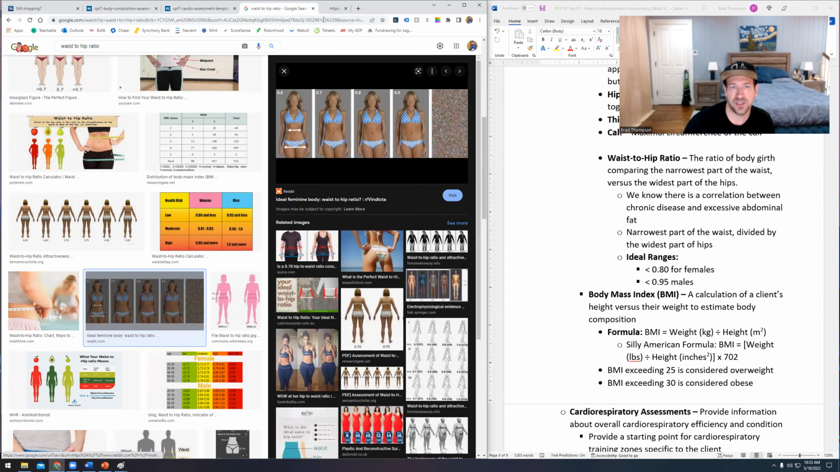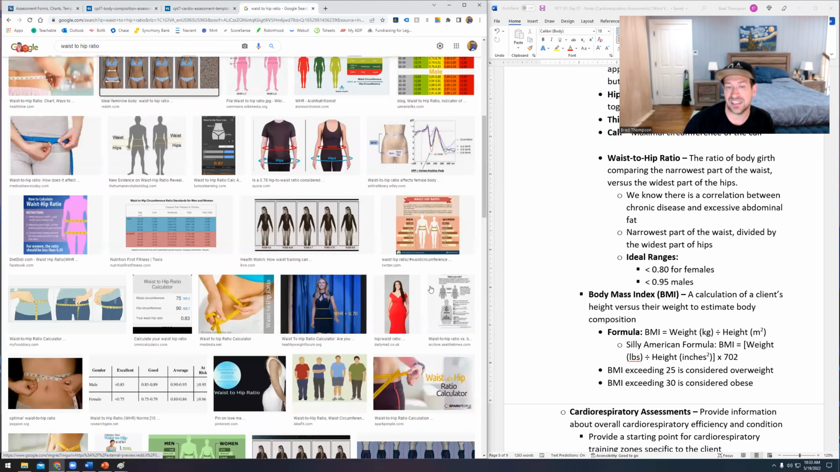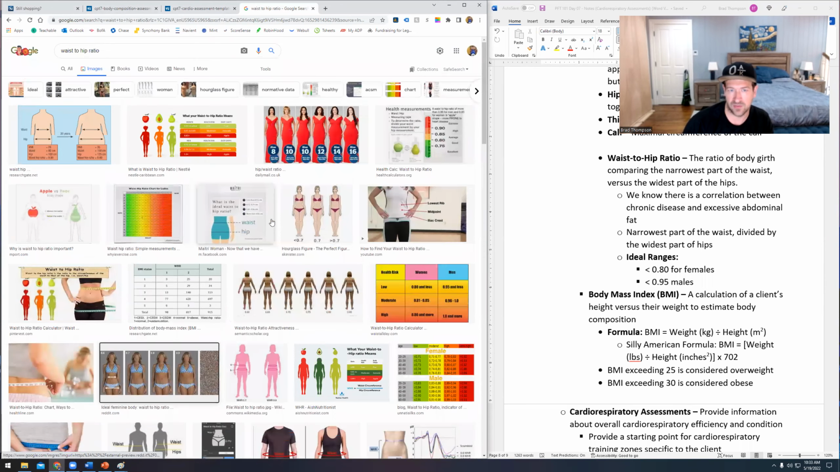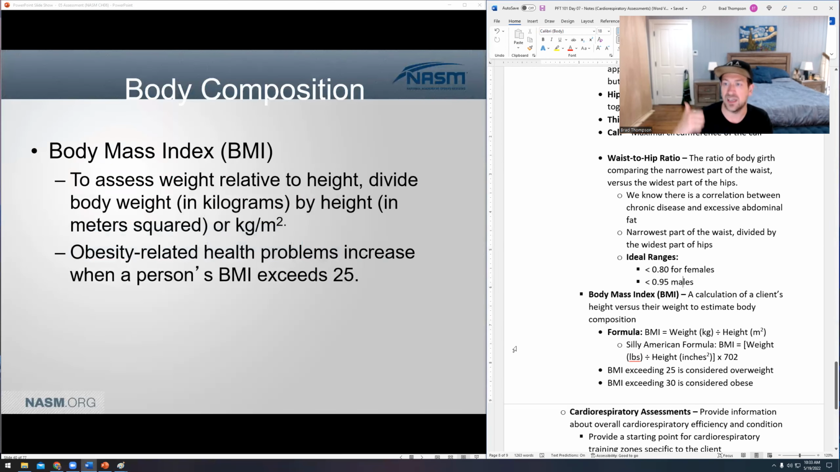This is photoshopped, but you can see the difference between the two, versus this one, where her hips are the same but they photoshopped it to make the waist look a little bit different. We see a slightly increased risk of disease and mortality with excessive abdominal fat: diabetes, heart disease, things like that.